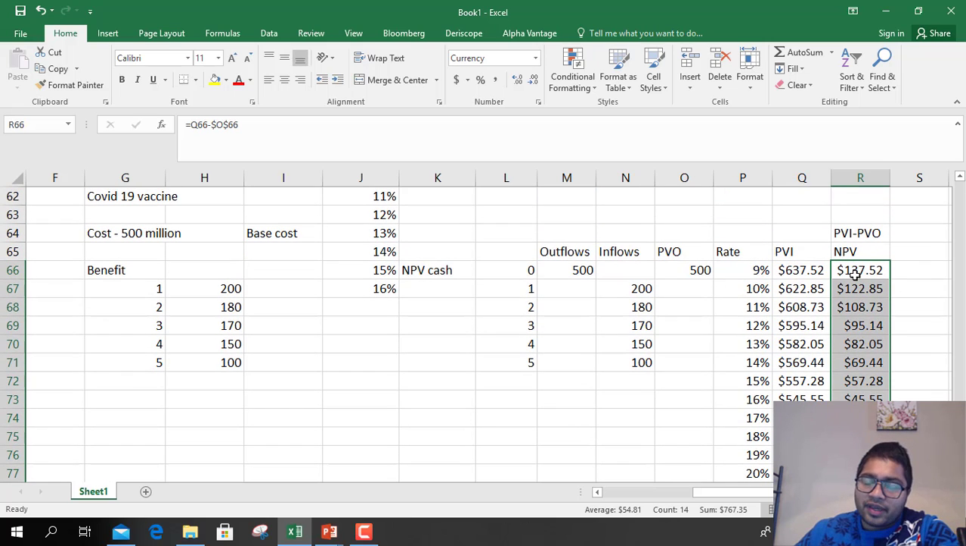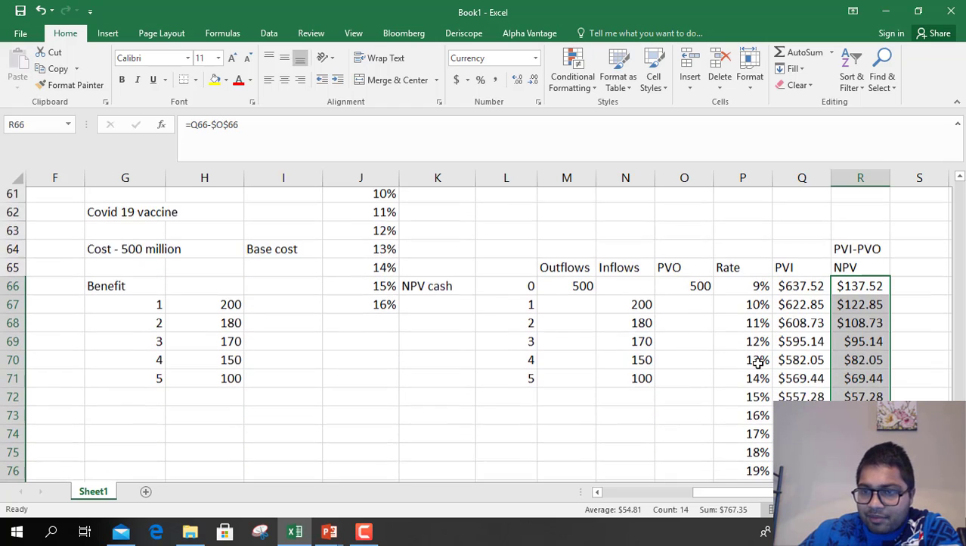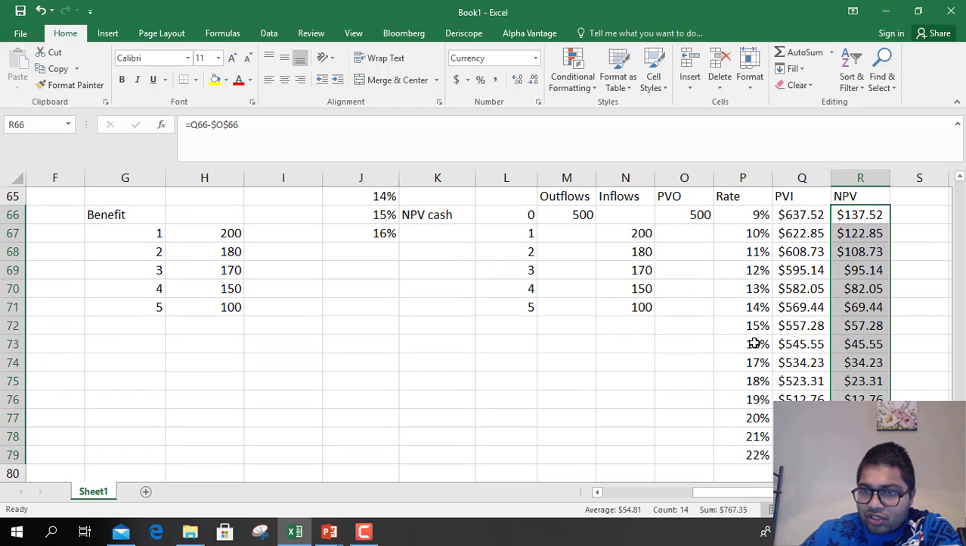At 9% you make 137 million if you finance this project using 9%. But as the financing cost increases, the NPV goes on falling and eventually it turns negative. Whenever NPV is negative, we do not accept it. When NPV is positive, we accept it.